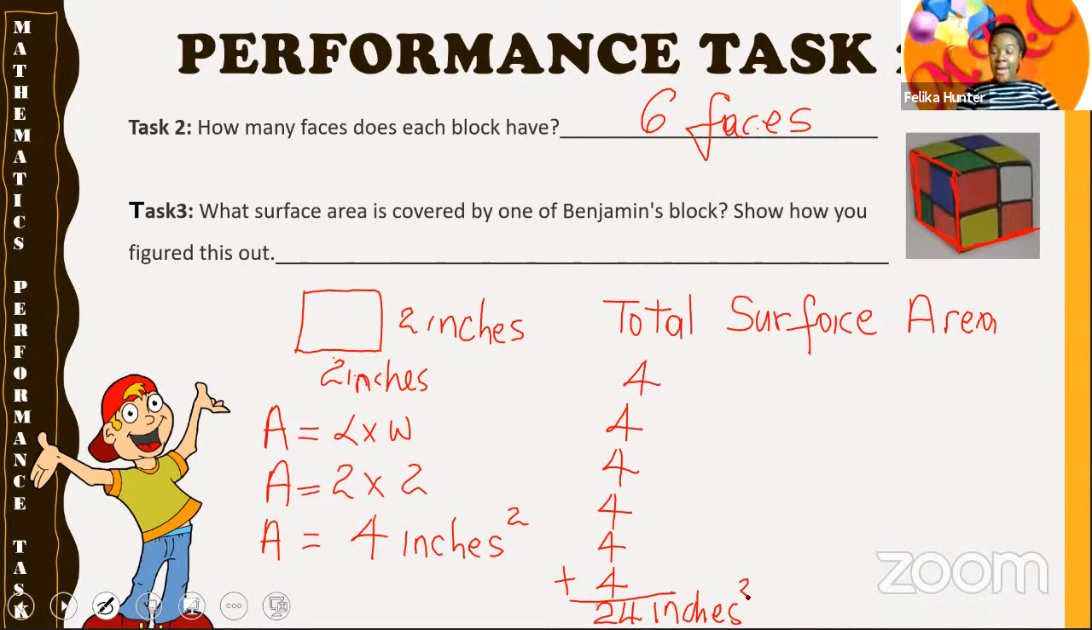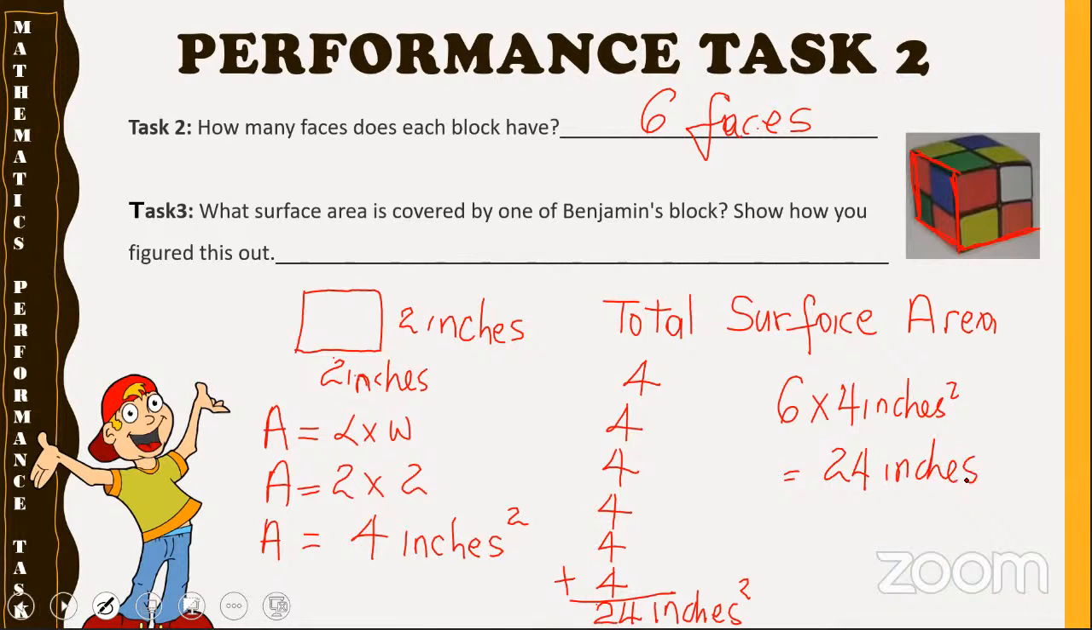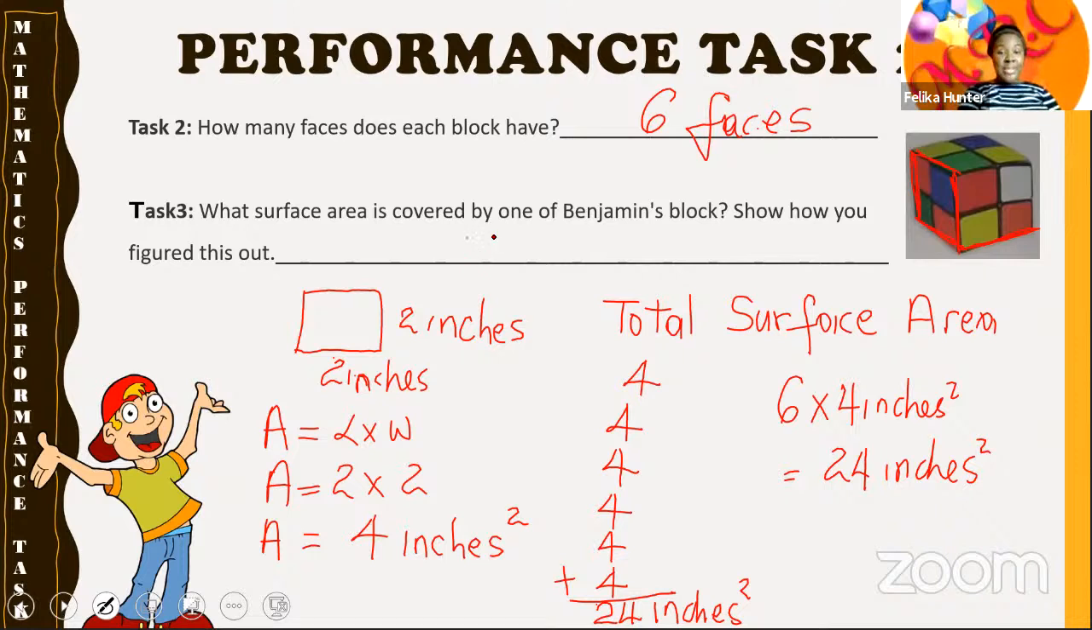squared. All right, or the shorter method is to multiply that 4 inches by 6, which also gives us 24. All right. So our answer is 24 inches squared. All right.